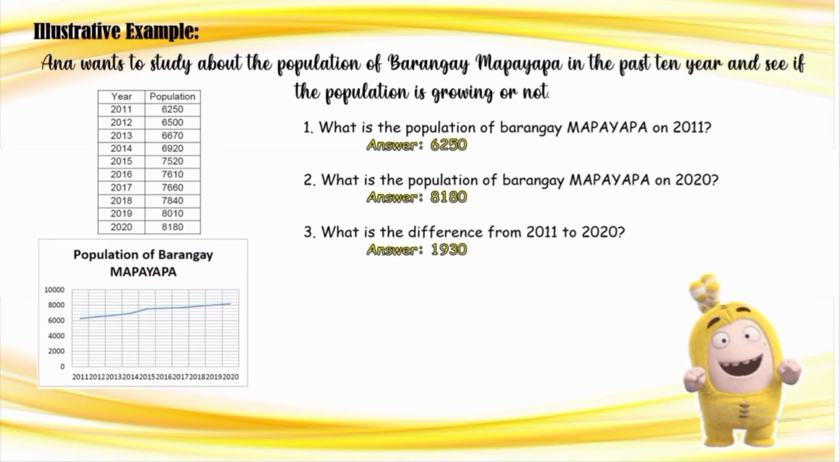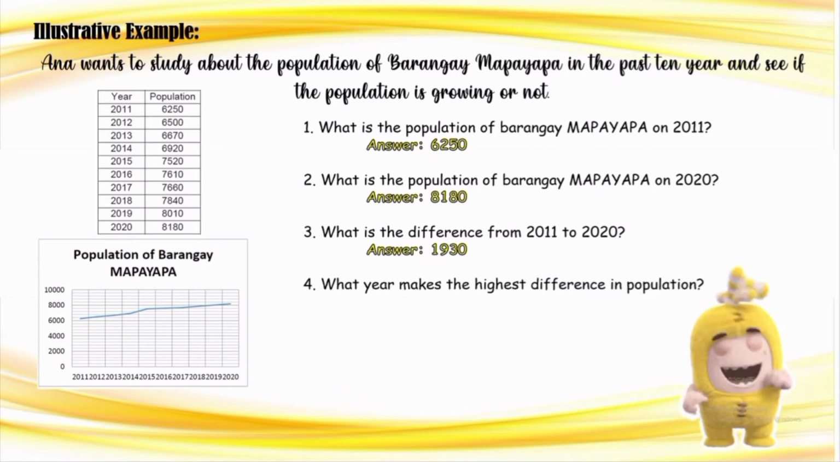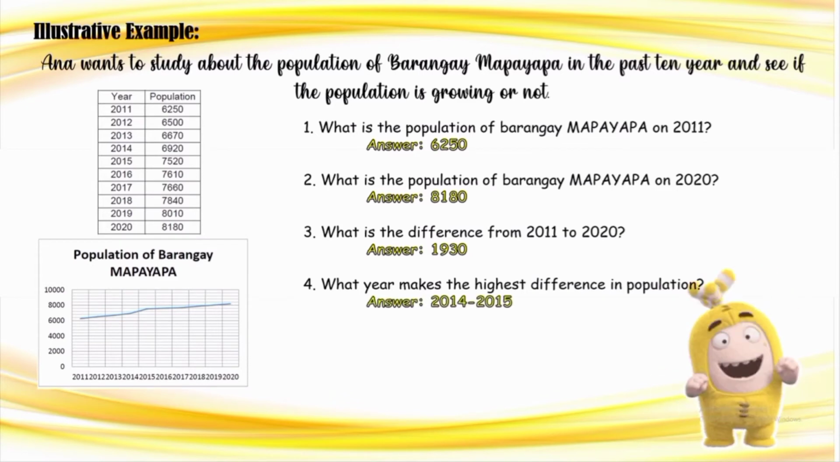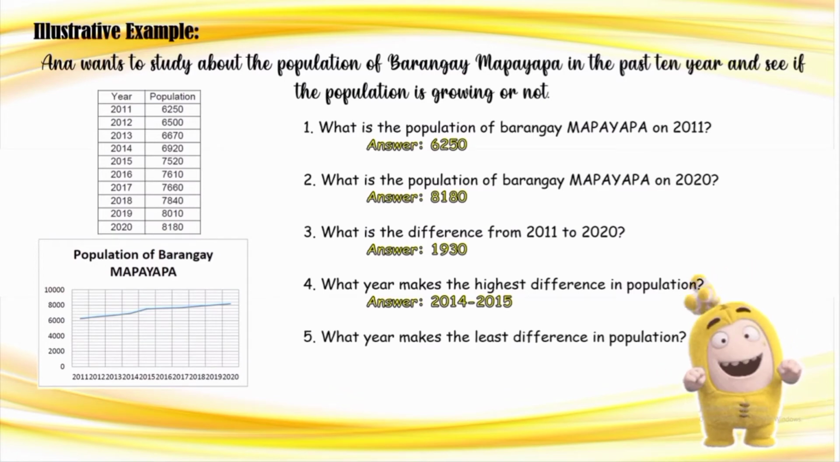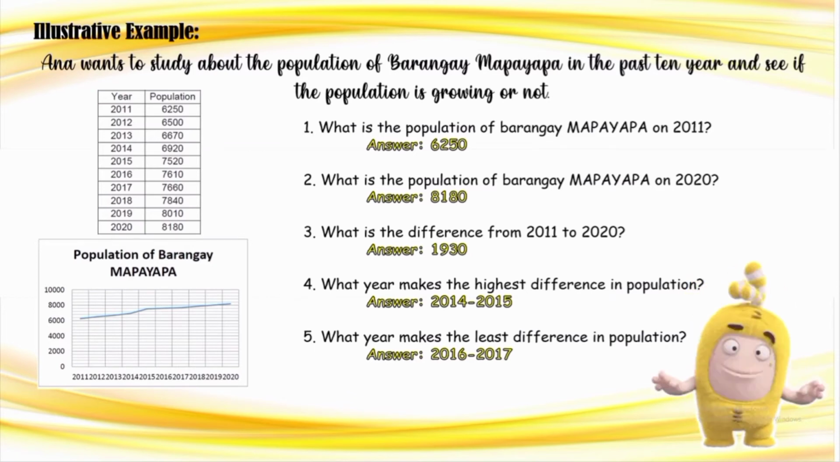1,930. Question number 4. What year makes the highest difference in population? That is 2014 to 2015. Question number 5. What year makes the least difference in population? That is 2016 to 2017.